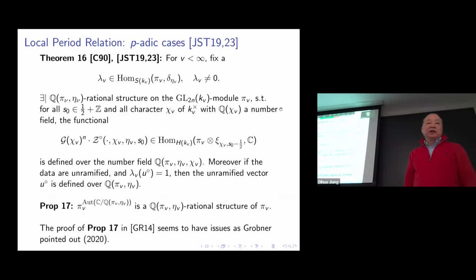Okay. And then we show that for these local places, there is a rational field determined by pi or the character. Yeah, there is such a rational structure on this representation. Yeah, so that's essential.